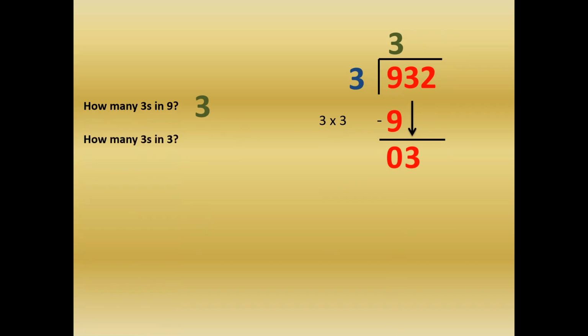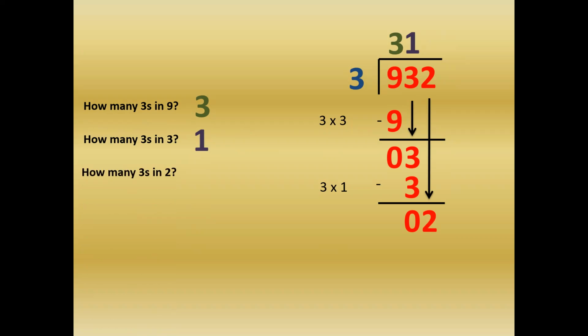Then how many 3s are in 3? 1. So we put a 1 above the 3. Then we do 3 times 1, which is equal to 3. We subtract 3 minus 3, which is equal to 0. And then we take down our 2.